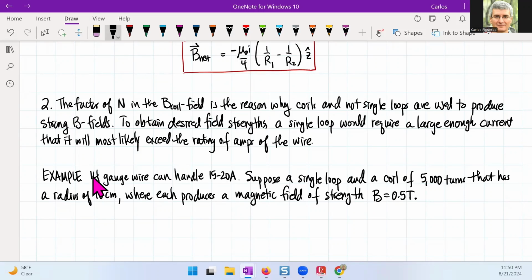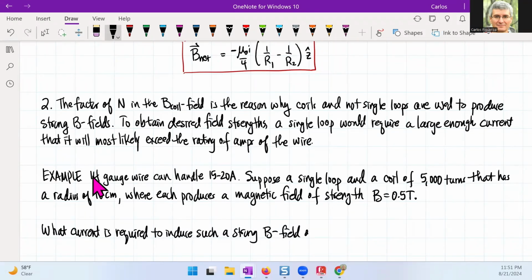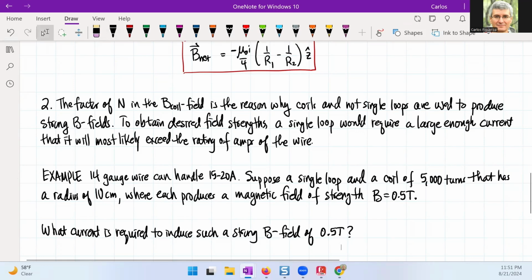So here's our question. To give you a sense of why a single loop is bad versus a coil, we're asking the question, what current is required to induce such a strong magnetic field of 0.5 Tesla. So let's look at this.